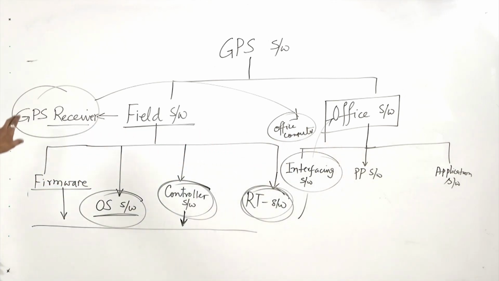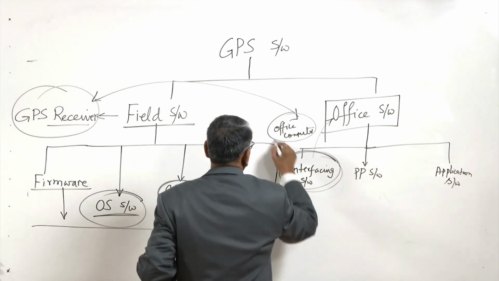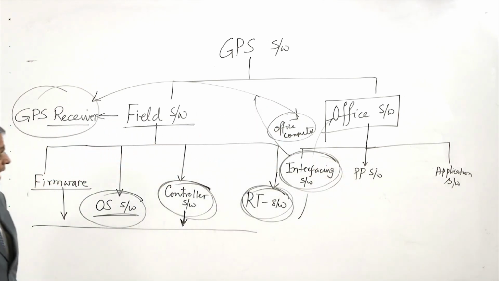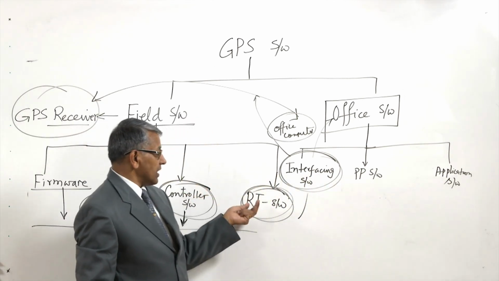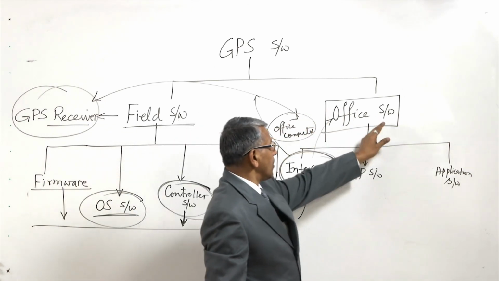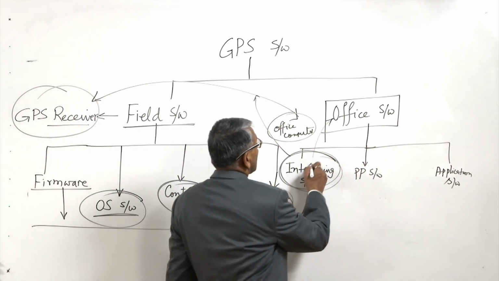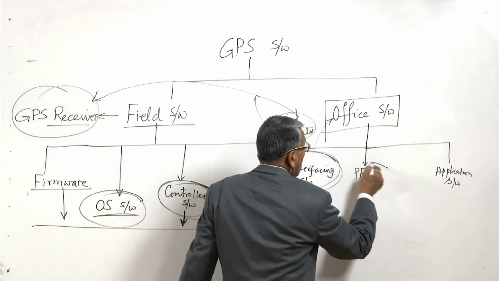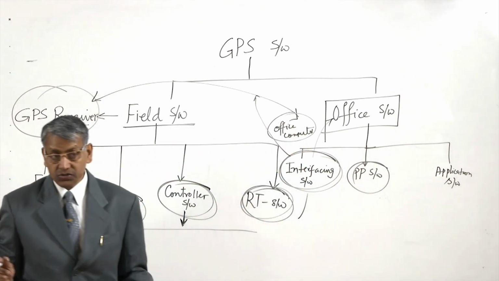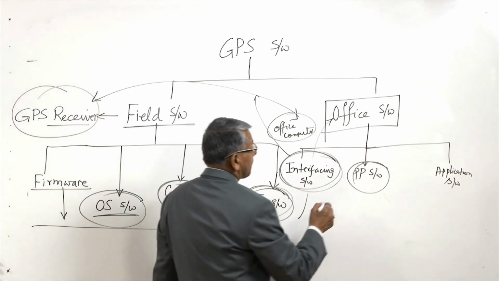So the interface between the GPS receiver and the office computer is provided by the interfacing software, and this interfacing software is used to import and export the data from the GPS receiver to the office software. Once the data is available in the office computer, the post processing software available within the office computer will process it.